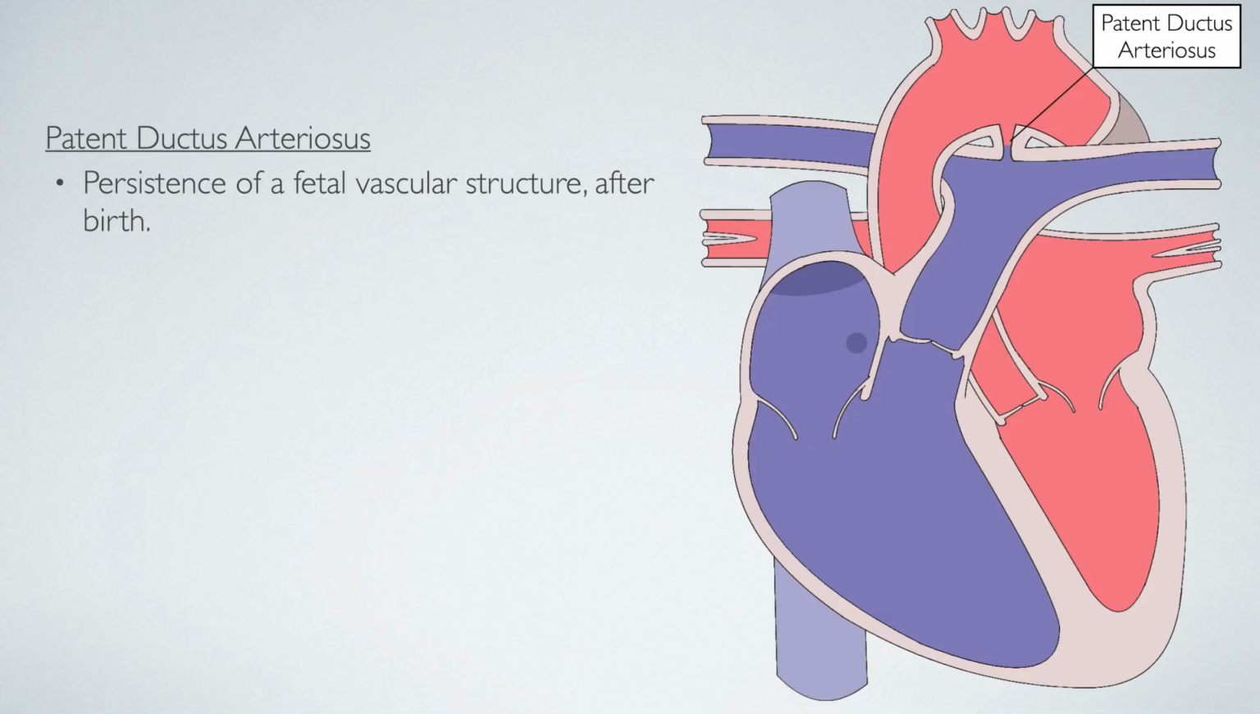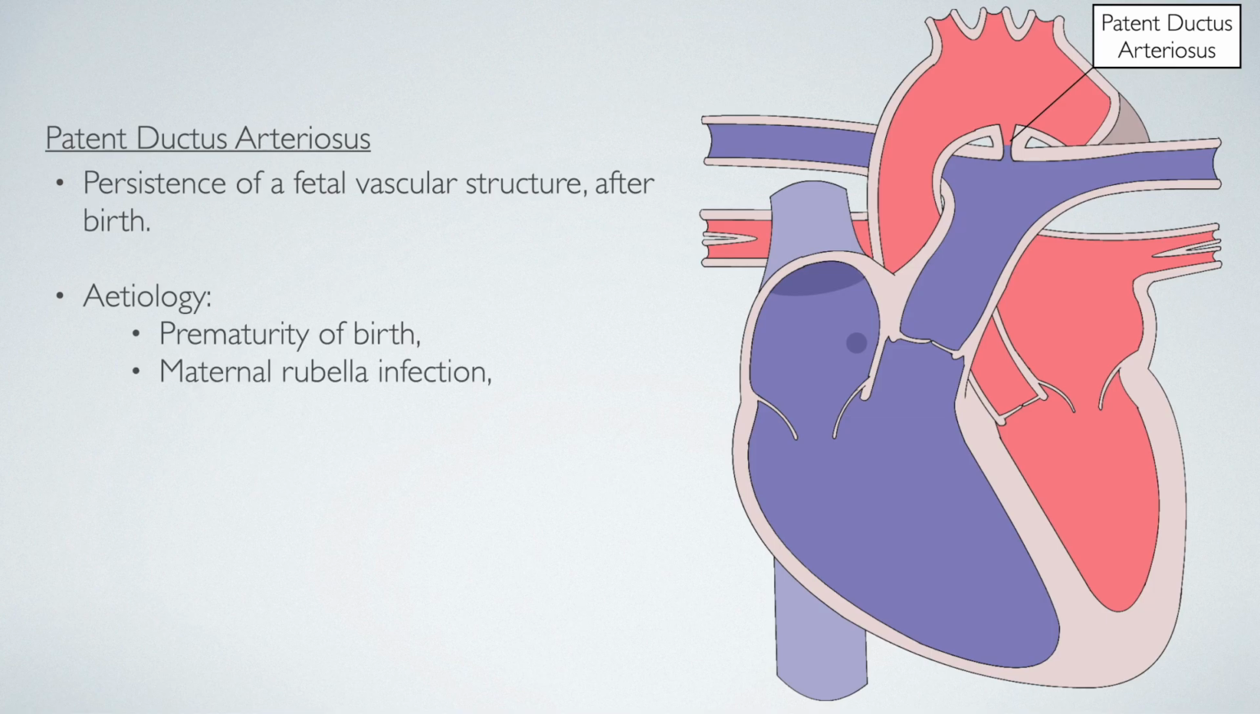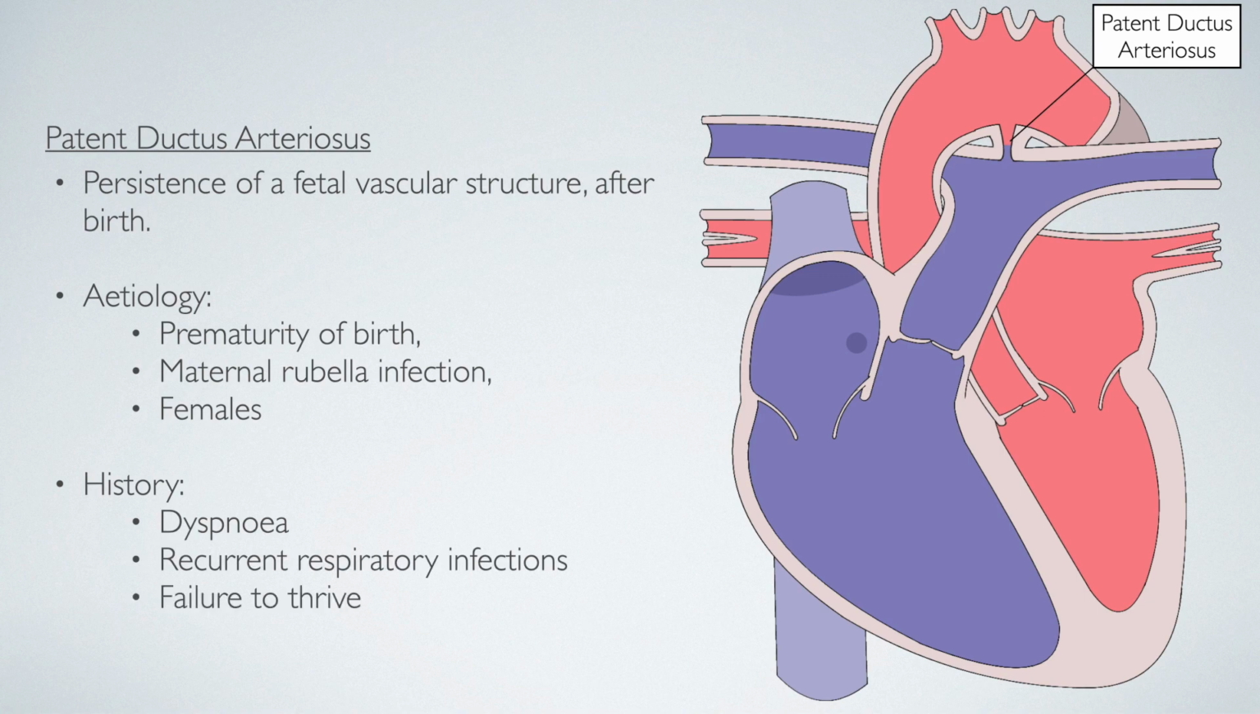So the patent ductus arteriosus is the persistence of a fetal vascular structure after birth. There is increased risk of developing this condition with premature birth, with maternal rubella infection during pregnancy, and with female gender. The history may present with shortness of breath, recurrent respiratory infections, or failure to thrive.